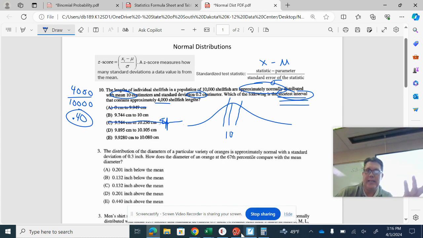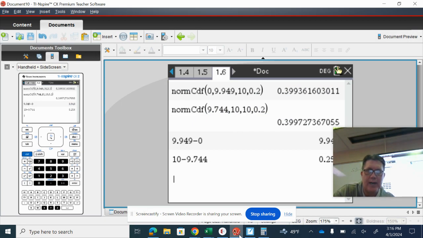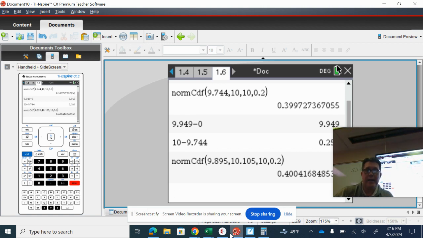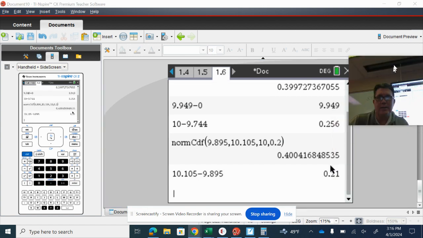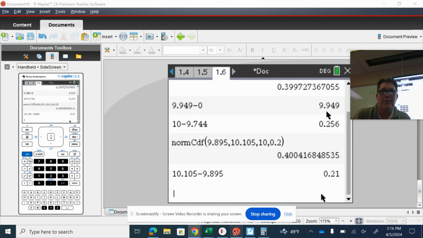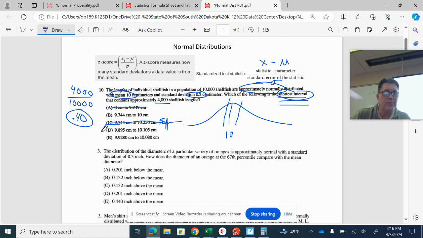And if we do part D, that one's 9.895 to 10.105. And that one is 40%. That one, if we subtract them, 10.105 minus 9.895, that one's a lot shorter, 0.21. That one ends up being the answer, D. E is only going to get you 30%. Just for the sake of time, I'm not going to do E. I would check them all.